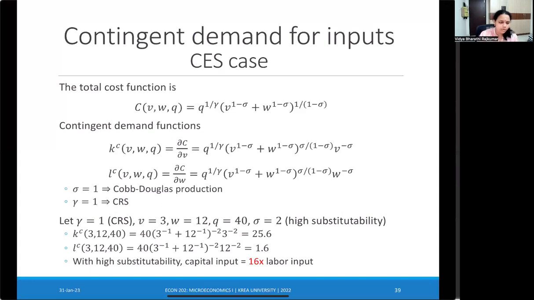So just by plugging in some numbers here, if we choose to have gamma equals 1, and if we set the other levels of V, the price of capital, the price of labor, an output target, and a certain degree of substitutability, for these sets of numbers, we actually need 25.6 units of capital and 1.6 units of labor. So we're losing almost 16 times the amount of labor to produce a certain level of output here, just for numerical illustration.